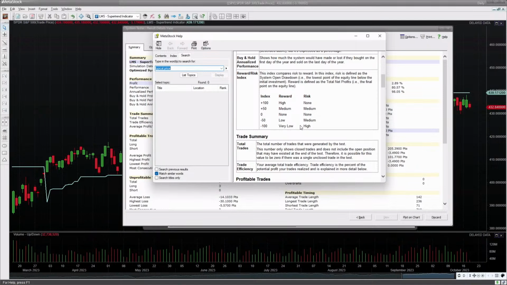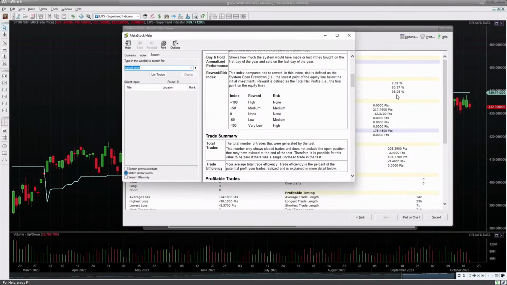And here are the different ratings. So as you can see, 100 is it. It means that you literally had no risk with this trading strategy. If you had 50, that's like a medium risk, 0, and so forth. And as you can see with this one, this is rated at 98%. So again, very, very high, to say the least.